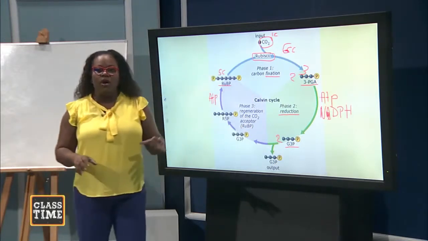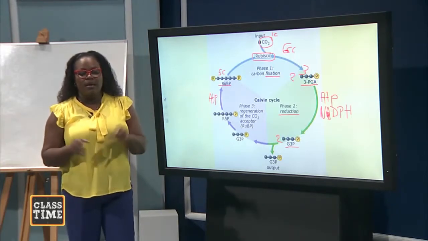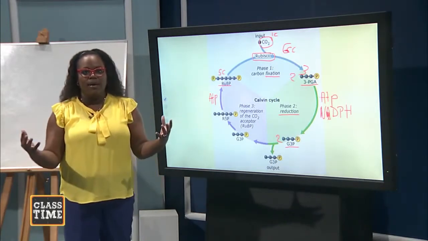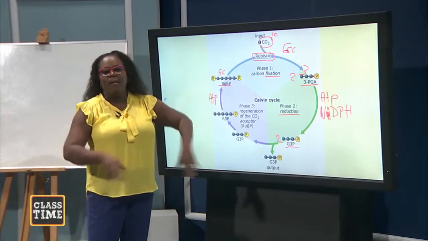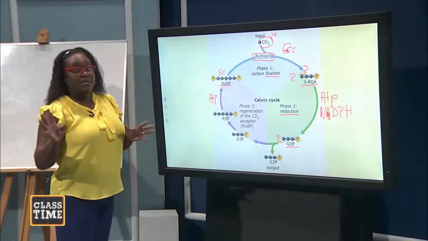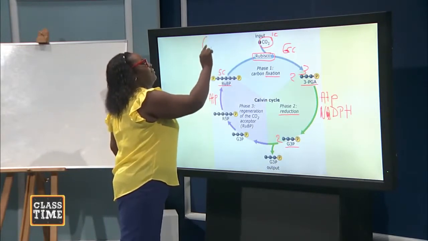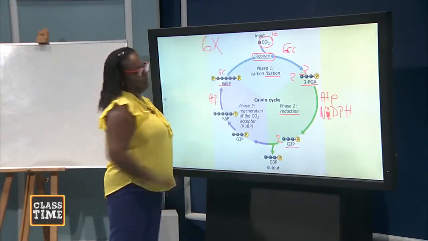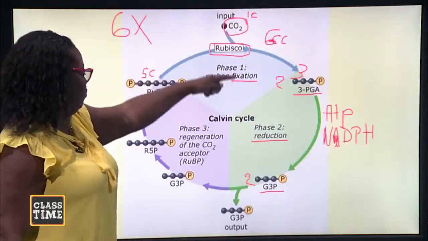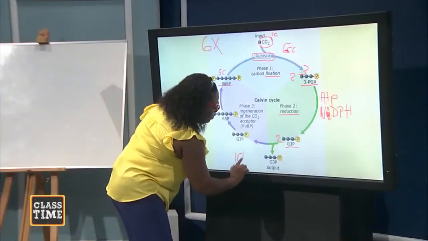This process is going on in the stroma of the chloroplast. And in the stroma, it's very free. It's just a gel-like space within the chloroplast. And so this process is happening millions and millions of times over and over again. So what happens is that this cycle has to go on 6 times. For every 6 times that this cycle goes through, you get an output of 1 glucose.